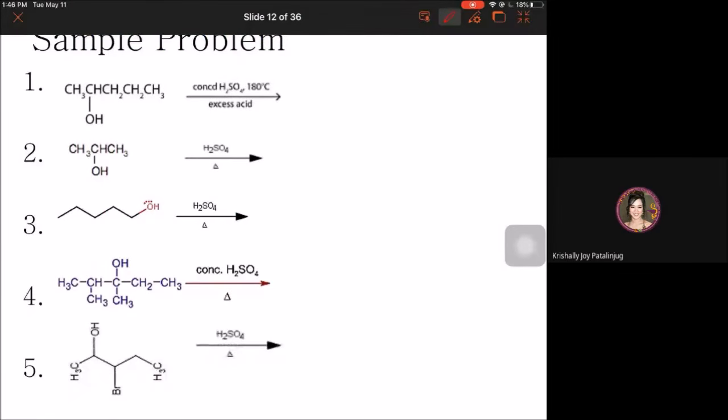Alright, so for number 1, you have a secondary alcohol. The alpha carbon has only one hydrogen. So if you predict the product, the alkene that will be produced is CH3. There are two beta carbons, so between the two, this one will remove a hydrogen, only one hydrogen. CH3, then carbon, CH, then double bond, CH. This is the alpha, this is the beta carbon. Continue, CH2, CH3.